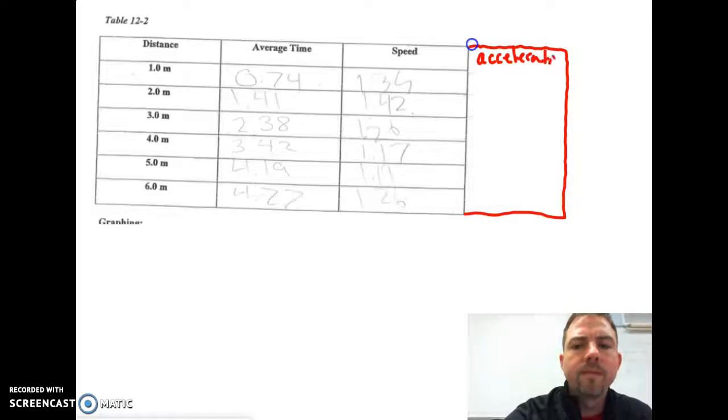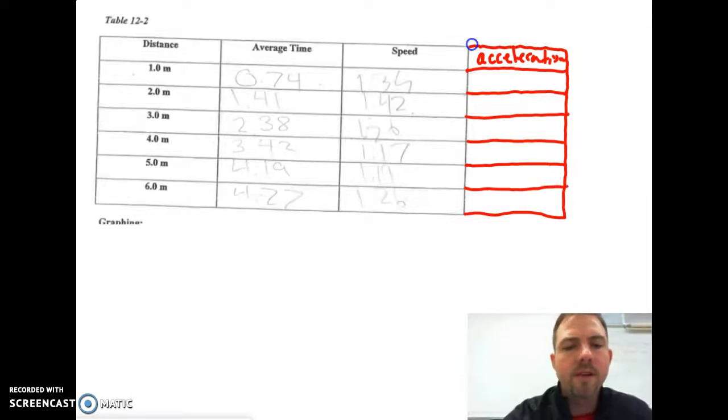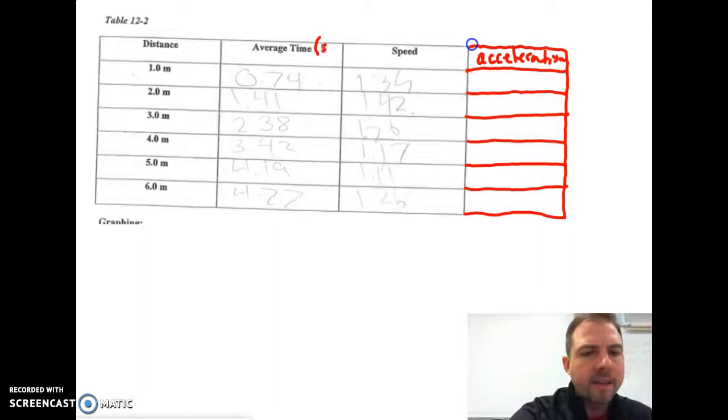We're going to add acceleration. Again, this is somewhat difficult to calculate, so I'm just going to walk you through it so that you understand how to do it, and I'll show you in class, but you can use this video if you need some help. All right, so this group has found the average time that it took the marble to travel these distances.